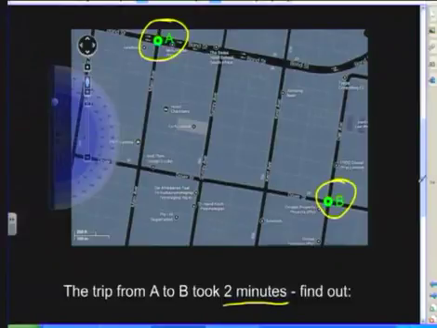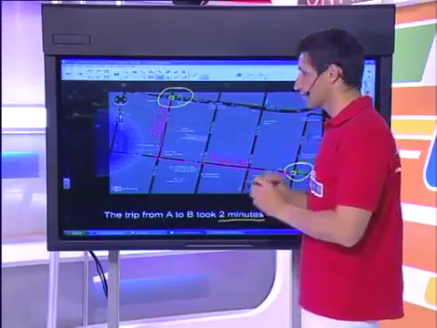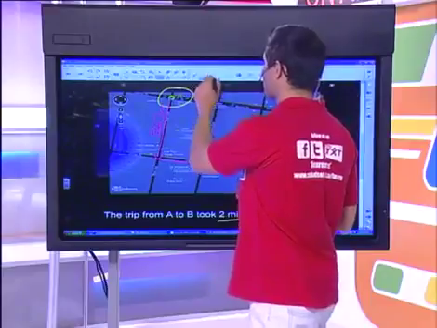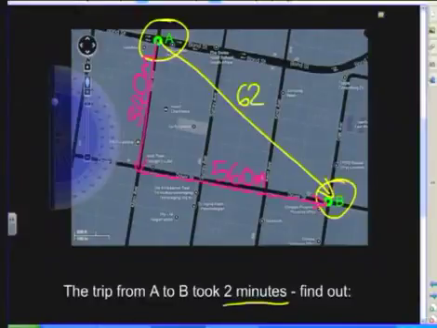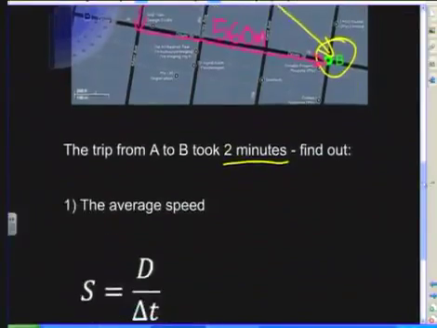Now let's just remind ourselves of some of the vectors involved here. What happened was I went from A, I moved 340 meters in one direction, then I moved another 560 in another. That means that I moved a total distance of 900 meters. That's quite important. But yet on my map, I found that my displacement was 620 meters. Okay, that was a change in position. So I'm going to work out what my speed and what my velocity were.